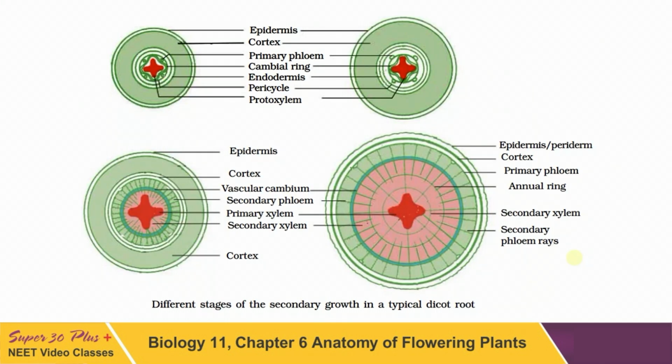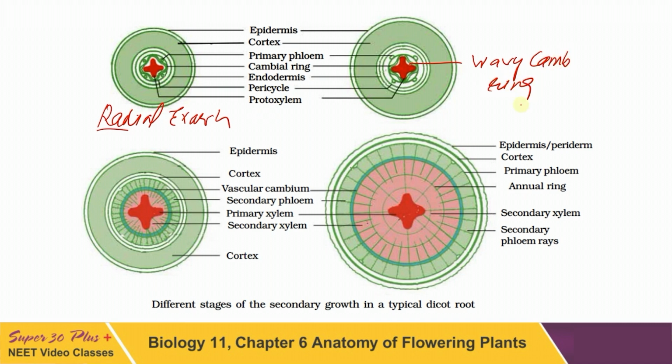You can see here this is the vascular bundle. I told you the vascular bundles are radial, and the xylem is exarch. What happens now? You are seeing that a wavy cambium ring is formed here, and this wavy cambium ring has now become circular. Inside, this circular cambium ring is going to make the xylem, and outside it will make the secondary phloem. Is it right?